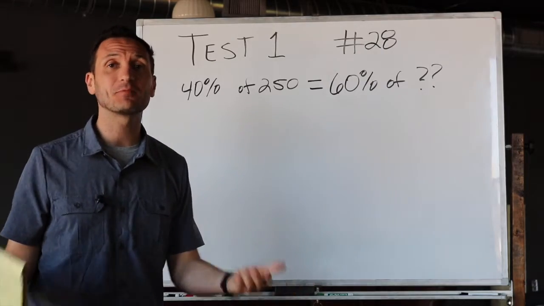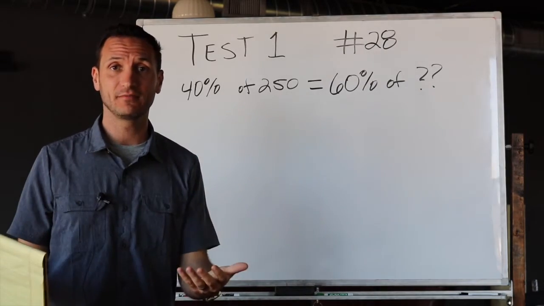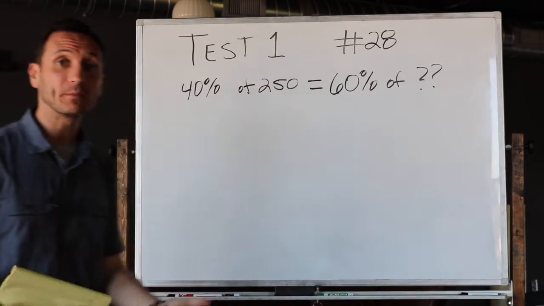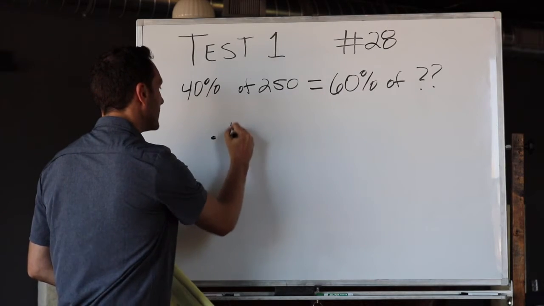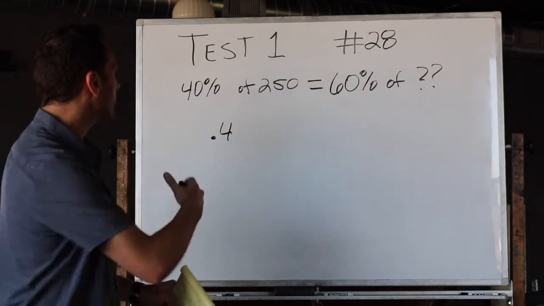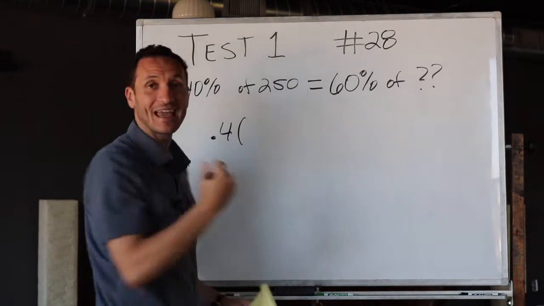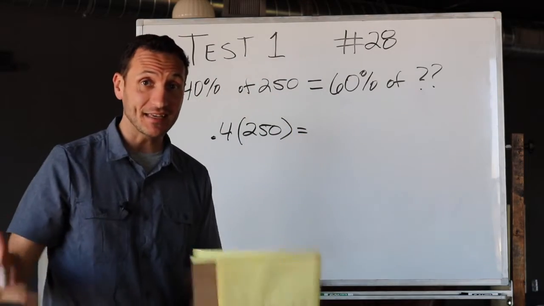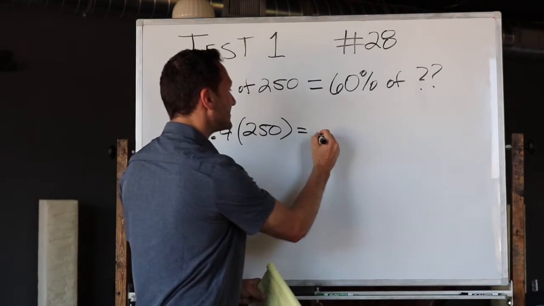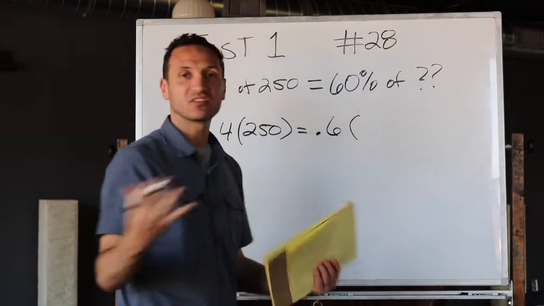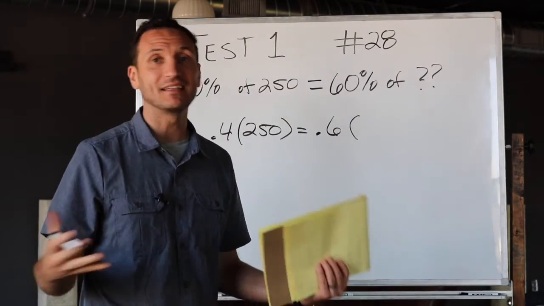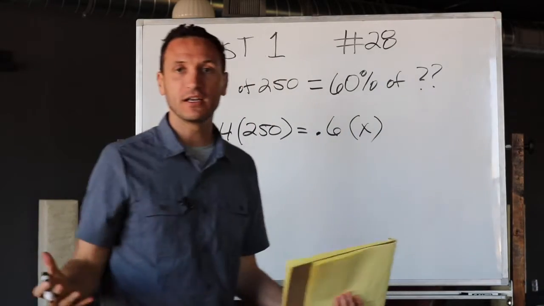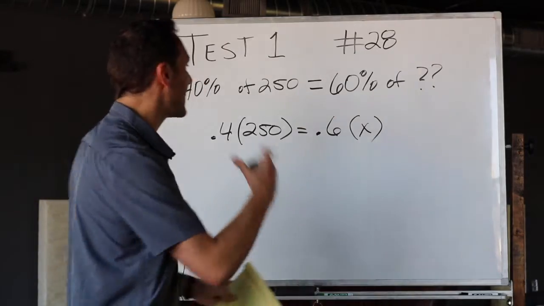So the simplest way to tackle this problem is to set up a basic equation and solve it. So we have to turn our percents into decimals. 40% is actually the same as 0.4. 40% of 250, that is multiplication. So 0.4 times 250 equals, it literally says is equal, so equal sign, 60%, 0.6 times something. In math, when we don't know what the something is, an easy thing to use is just a variable like x. That just means we don't know what it is, so we'll use a letter as a placeholder. So we have to solve this.